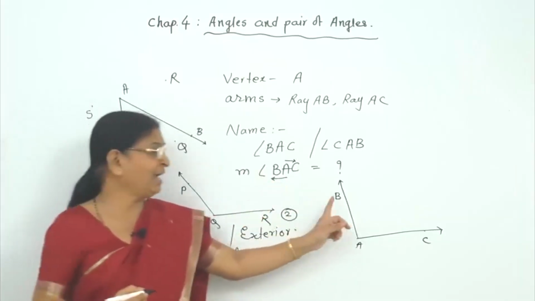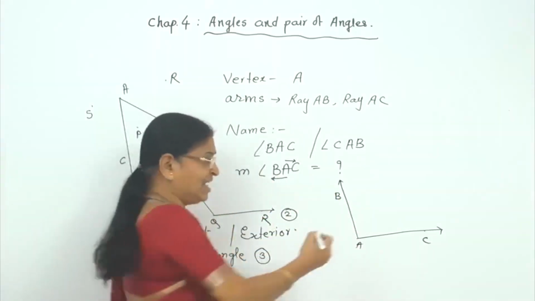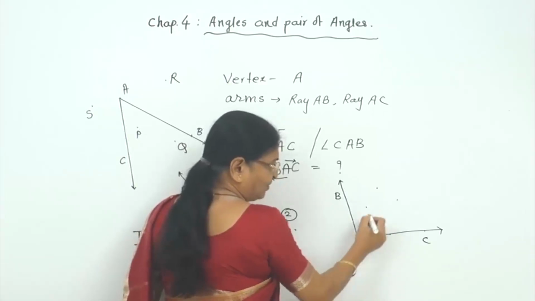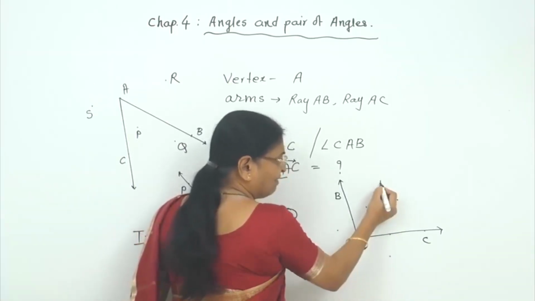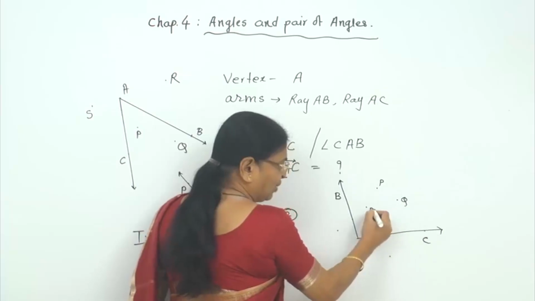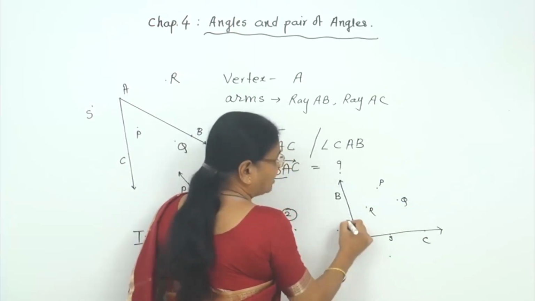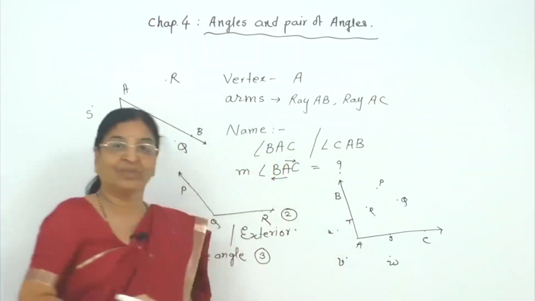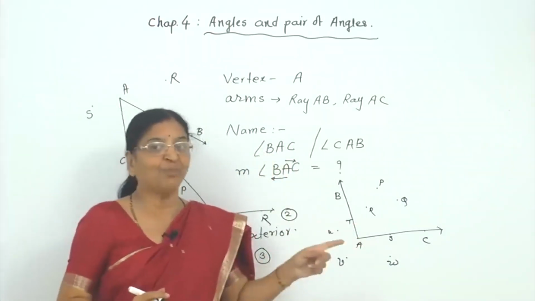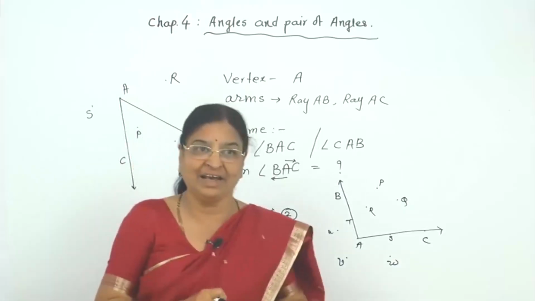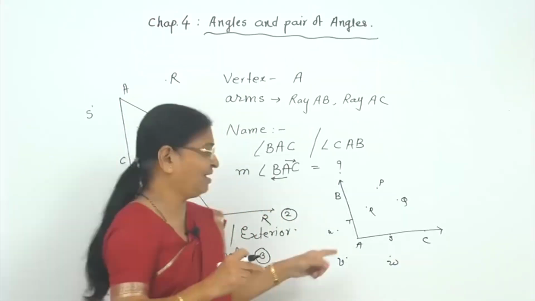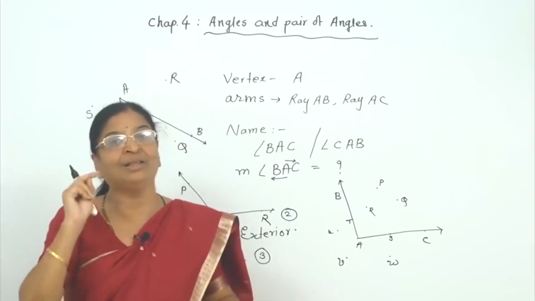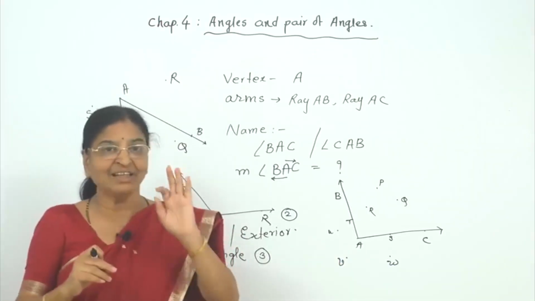Now I know that I have an angle BAC in which I will show different points. See how many points I have shown. I will label them P, Q, R, S, T, U, V and W. So can you name which points are in the interior, which points are in the exterior and which points are on the angle? See, these are the three parts.